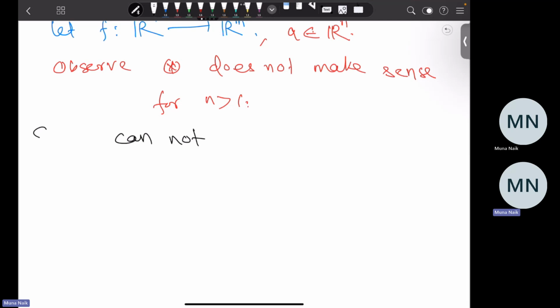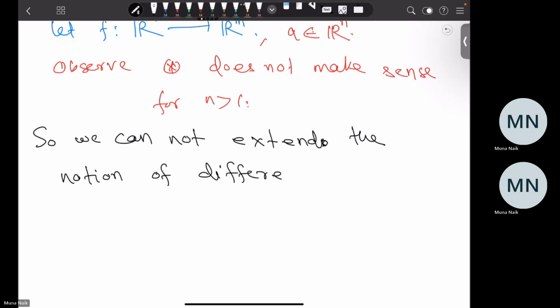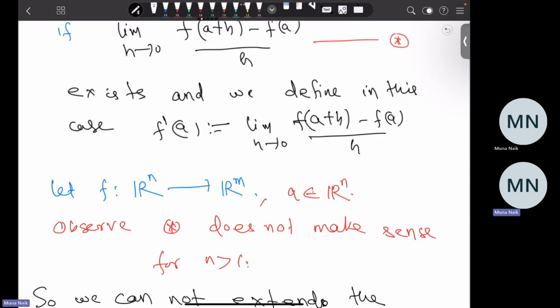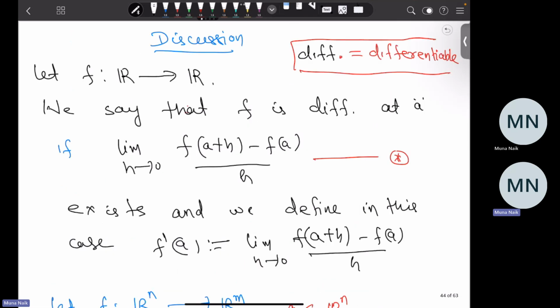Thus we cannot extend the notion of differentiation from R to Rn in this way. So what do we have to do? We have to define the notion of differentiation in a different way.